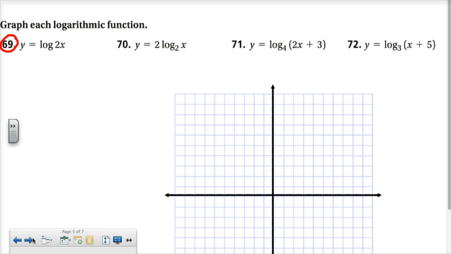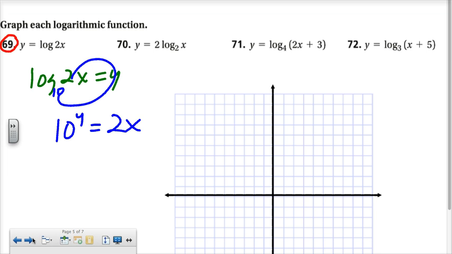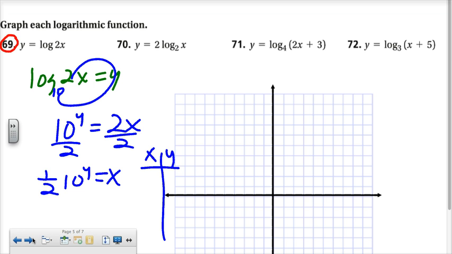Number 69 says graph each logarithmic function, and what I have to do so that I can graph it is I need to snail shell. So what I have to do here is remember that if there is no base, that is a common logarithm, and that's base 10. So 10 to the y equals 2x. Well, I want to be able to use my y's as my input and get my output as x. So that would mean I need to go ahead and divide both sides by 2, or write this as 1/2 times 10 to the y equals x. It doesn't make any difference which way you do it. You just have to remember the key is that your inputs now are going to be in your y's.